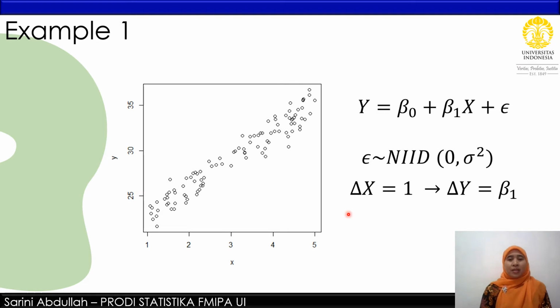But the question is, is this a linear model? To assess whether this is a linear model or not, we need to look at how much y changes when we change the value of x. So let's say we change the value of x by 1 unit, represented by delta x equals 1. And then just doing a simple mathematical subtraction, we get delta y equals beta 1. And here beta 1 is a constant. In that case, since the change in y is constant, we say that this model is a linear model.